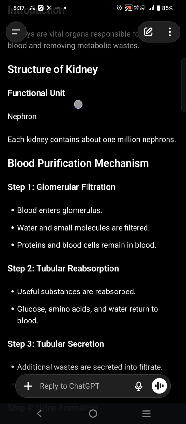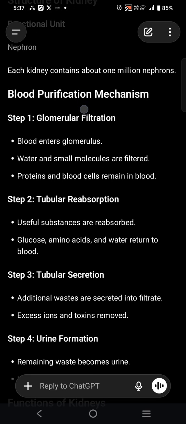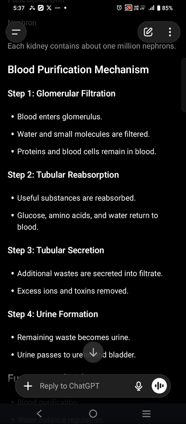Blood purification mechanism: glomerular filtration. Blood enters the glomerulus. Water and small molecules are filtered. Proteins and blood cells remain in the blood. Tubular reabsorption: useful substances like glucose, amino acids, and water are reabsorbed and return to the blood.